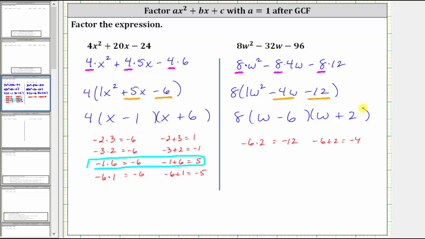So again, remember, the first step in any factoring problem is always to factor out the greatest common factor. I hope you found this helpful.